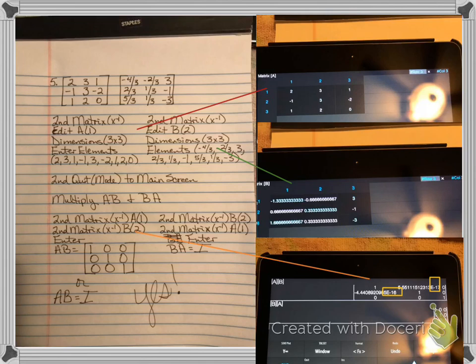And then for B times A, I'll get a different color. Then you can see that we did get a very nice, neat identity matrix. So yes, these two matrices are inverses.